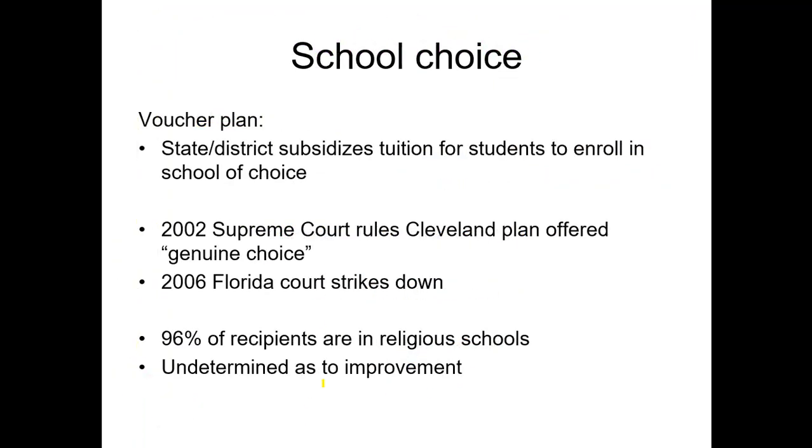Vouchers is another type of school choice where parents are given a voucher of money, and then they can spend that money however they want to do it. And so those tax dollars, instead of going to the schools, they set aside those dollars to go to the parents, and then the students enroll in the school of their choice, whether it's a private school. And there's been mixed results on this as well. The courts have been looking at this in different ways. In 2002, the Supreme Court ruled that the Cleveland voucher plan did offer genuine choice.